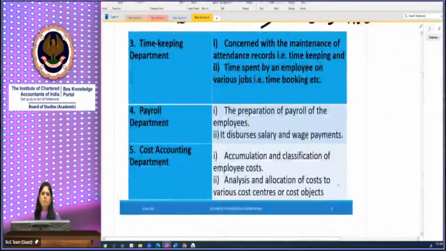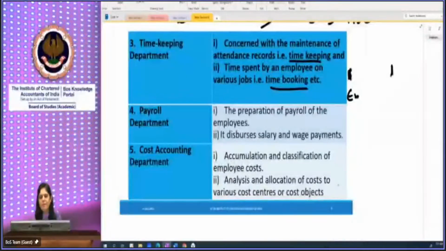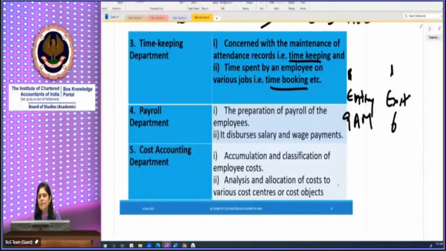Timekeeping department. So we have done 2 departments. Now timekeeping department is concerned with maintenance of time records. So timekeeping and time booking. Now what's the difference between timekeeping and time booking? Timekeeping means the worker has entered the factory gate or the company, and the entry time and the exit time. Let us say the entry time is 9 a.m. till 6 p.m. So the worker or employee has entered at 9 a.m. and made an exit at 6 p.m. This is the job of timekeeping department, the time of entry and exit.